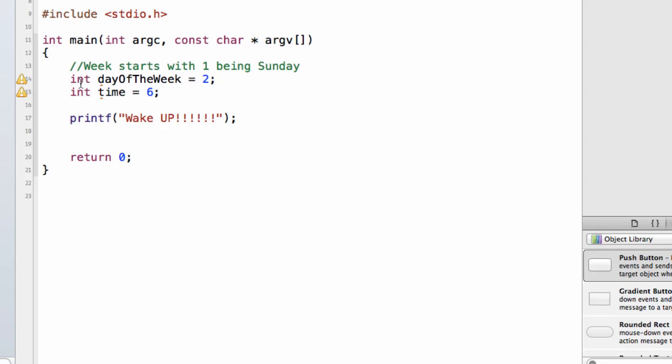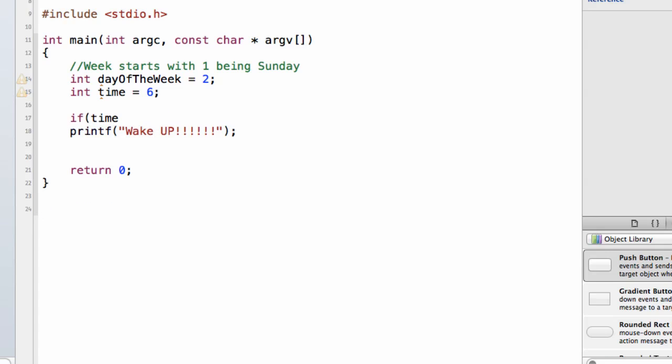But anyways, I have both things. I have a day of the week and a time. So I don't want to be woken up on Sunday or Saturday. Those are my days off. And also I don't want to be woken up before 6. So I could do if time is greater than 6, and then you do this printf.